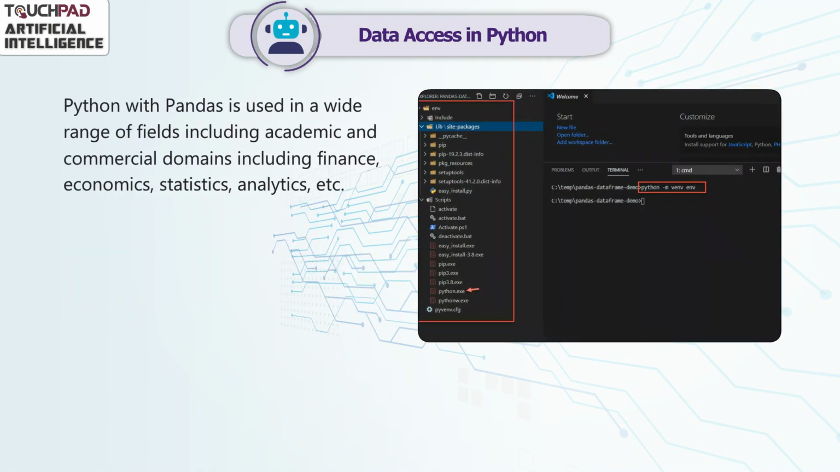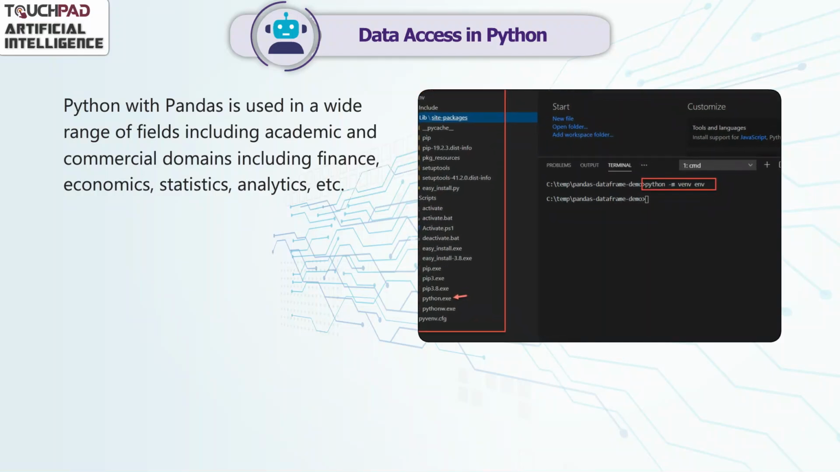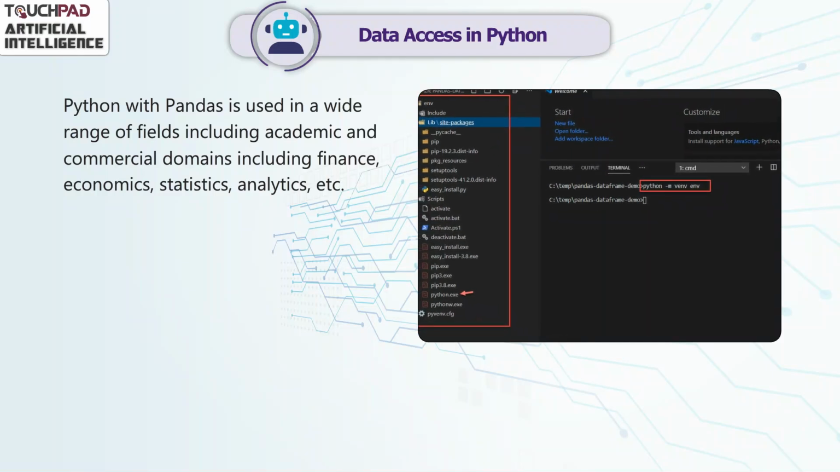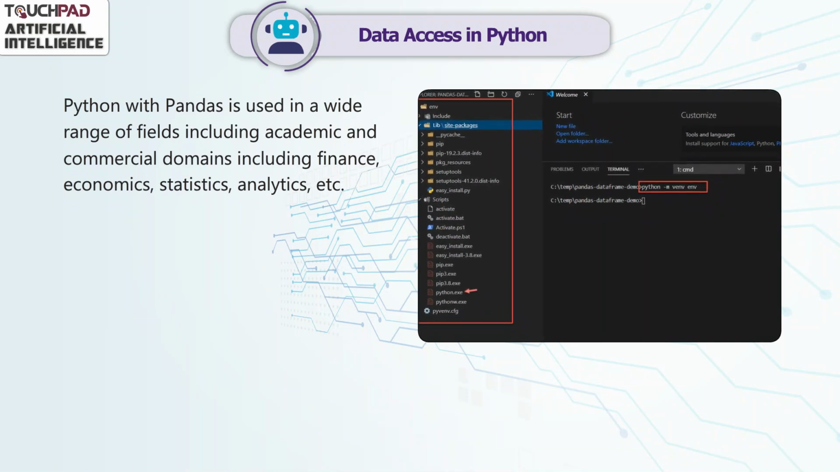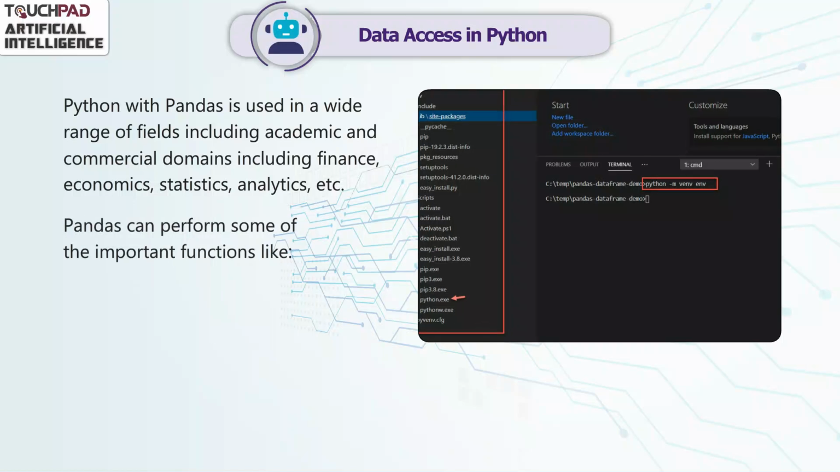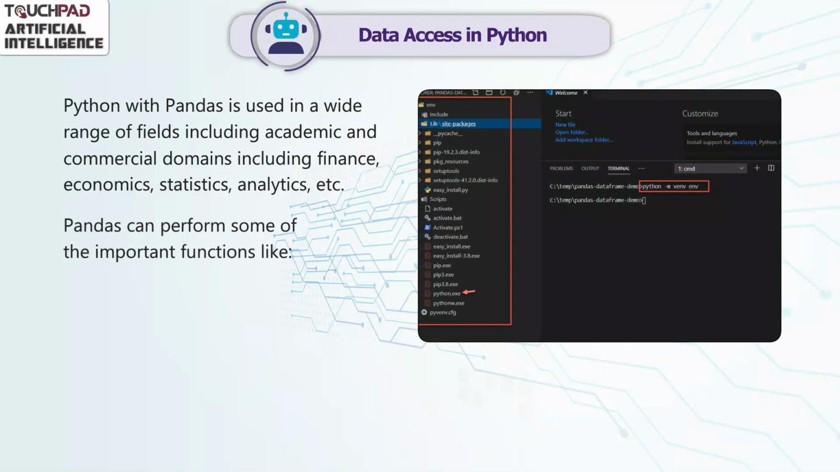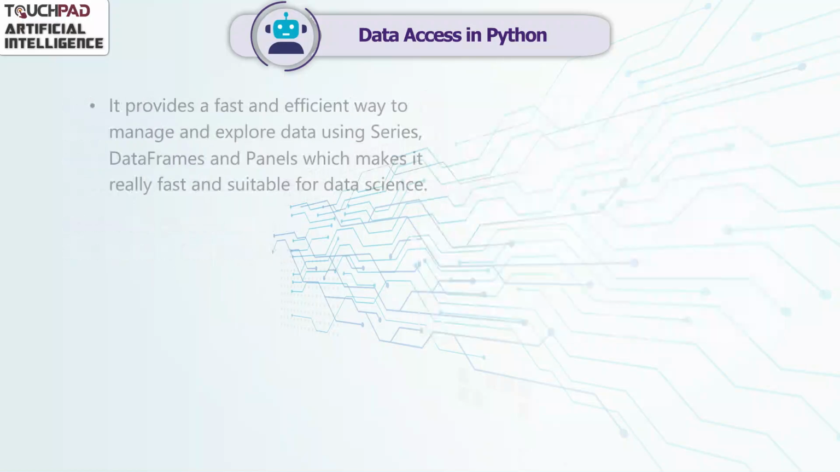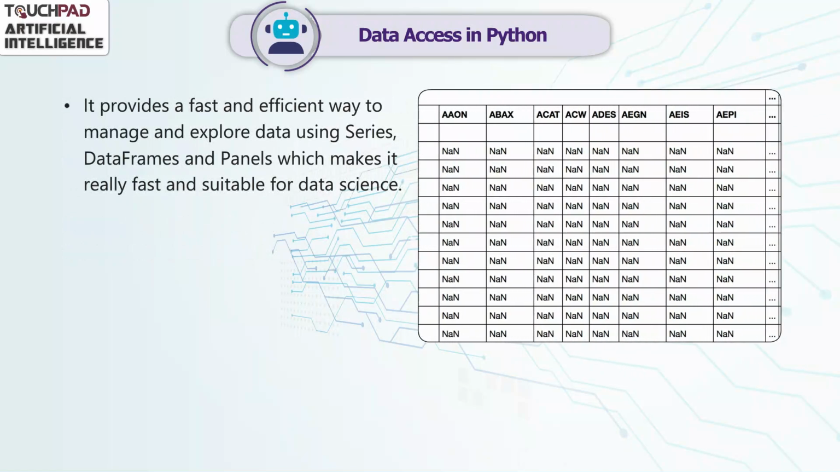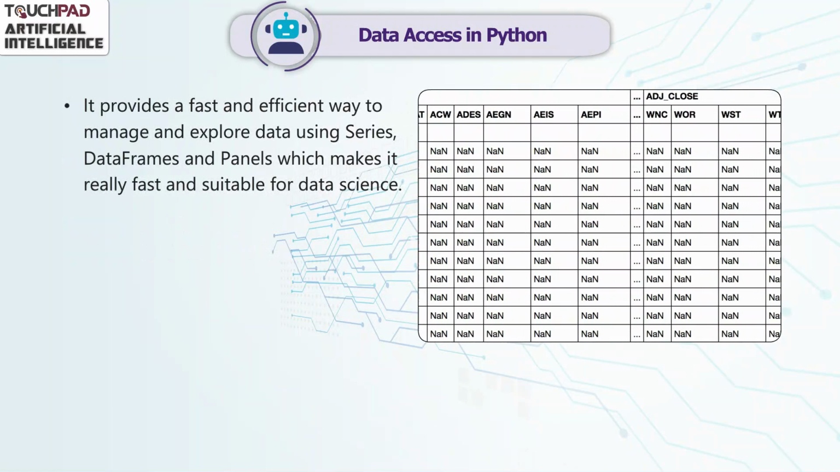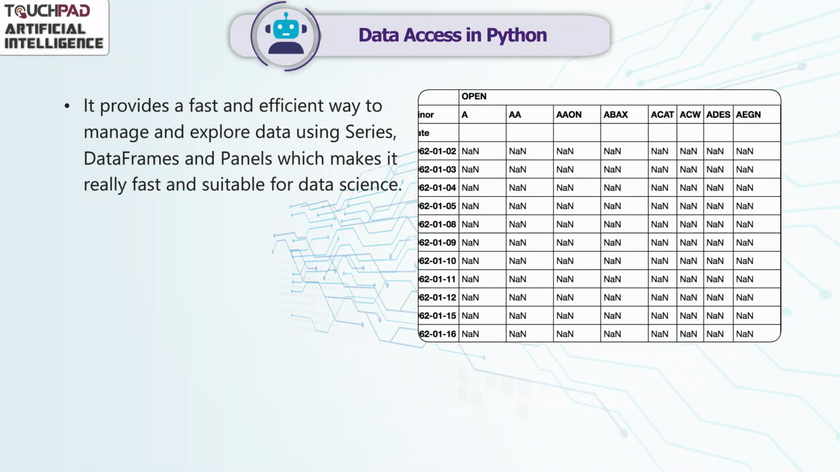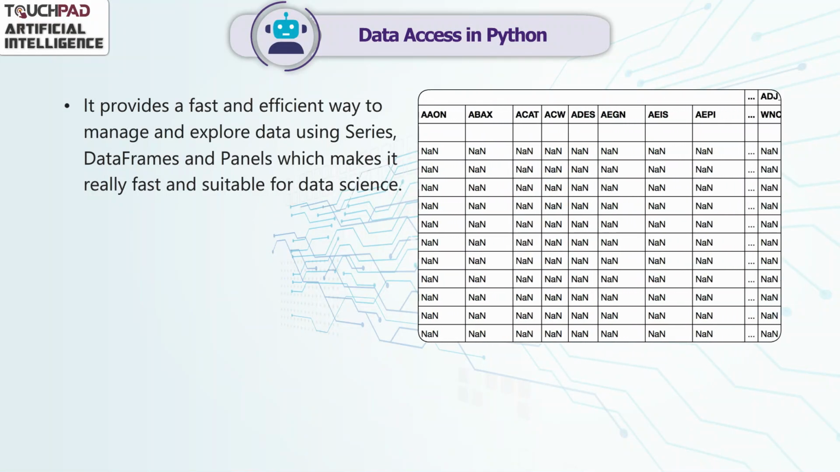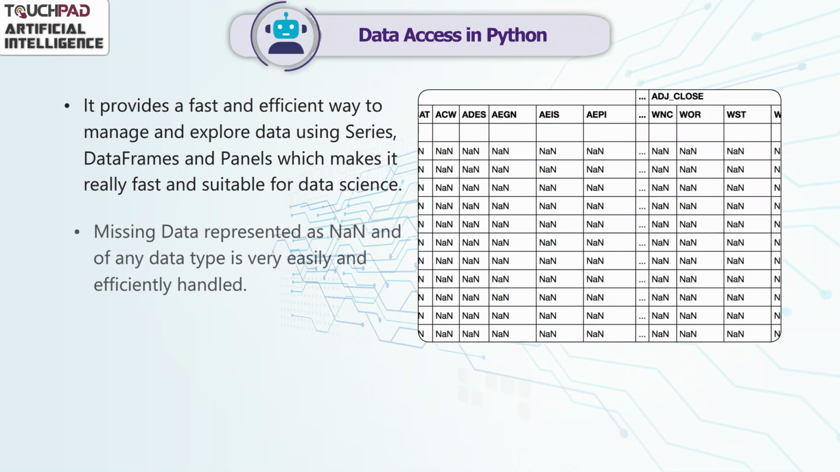Python with Pandas is used in a wide range of fields including academic and commercial domains including finance, economics, statistics, analytics, etc. Pandas can perform some of the important functions. It provides a fast and efficient way to manage and explore data using series, data frames, and panels, which makes it really fast and suitable for data science.